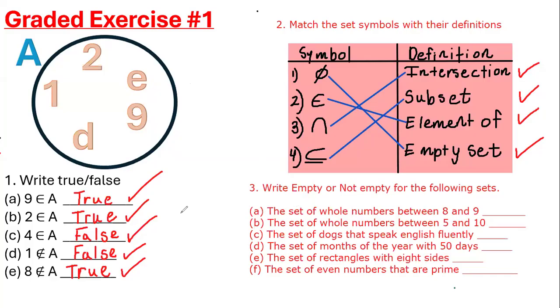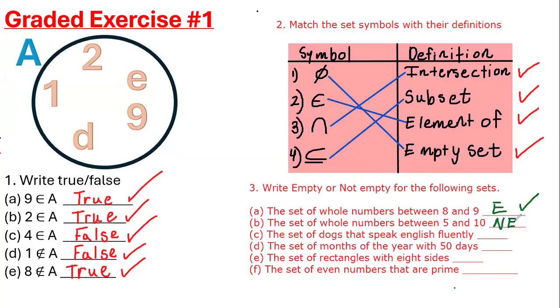The set of whole numbers between, wait, for A, the set of whole numbers between 8 and 9, is that empty or not empty? Empty. Very good, because there are no whole numbers between 8 and 9. B, the set of whole numbers between 5 and 10. Not empty. What are the whole numbers between 5 and 10? 6, 7, 8, and 9. Very good.